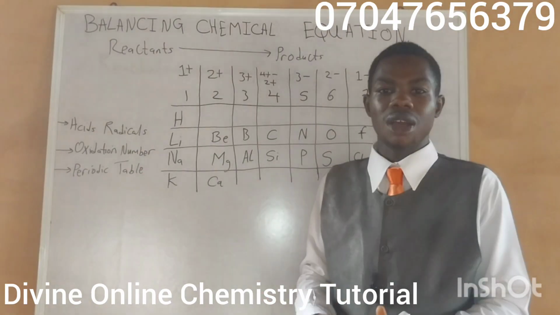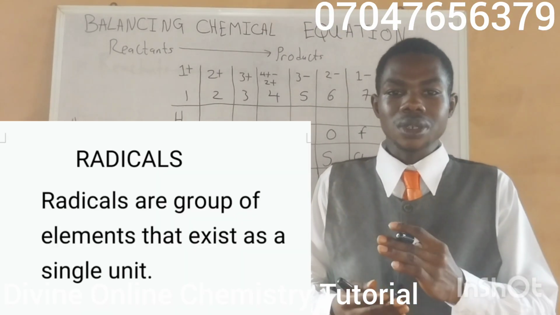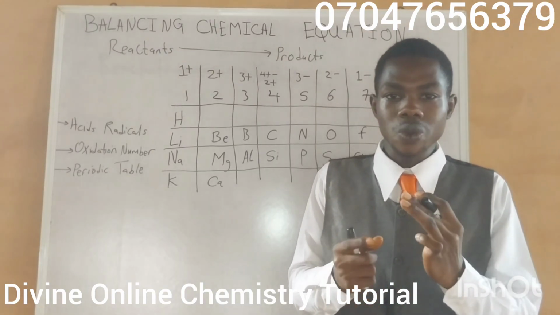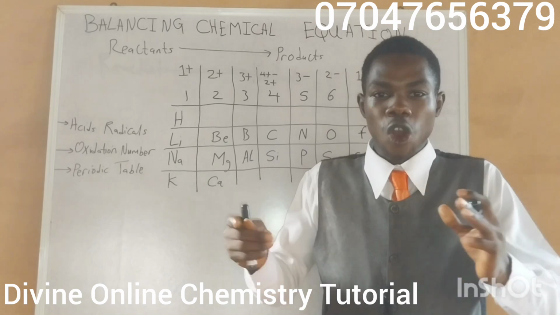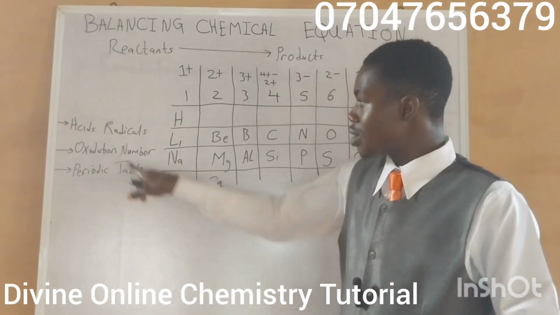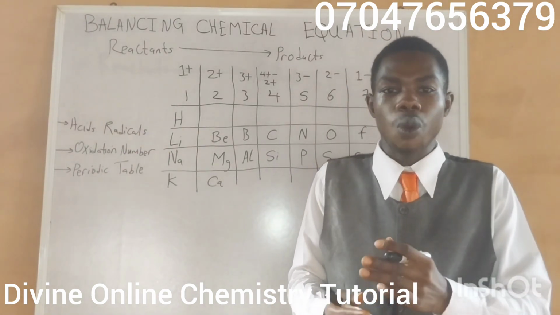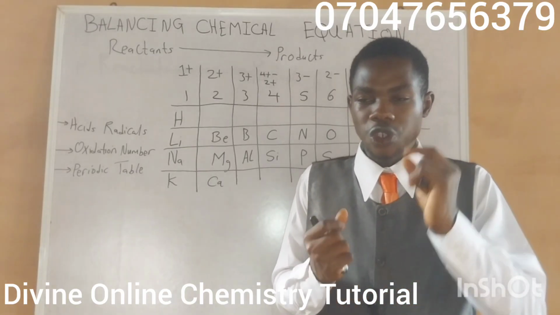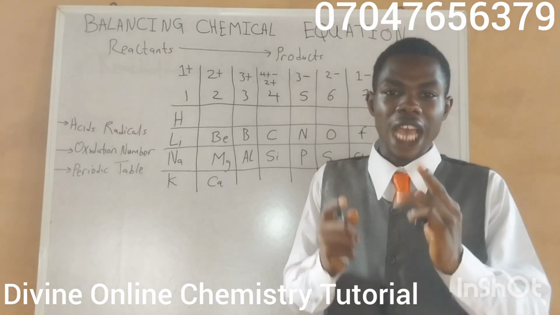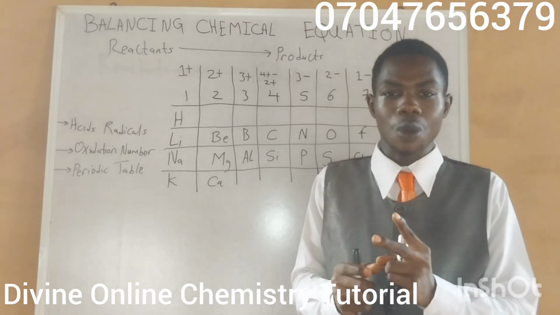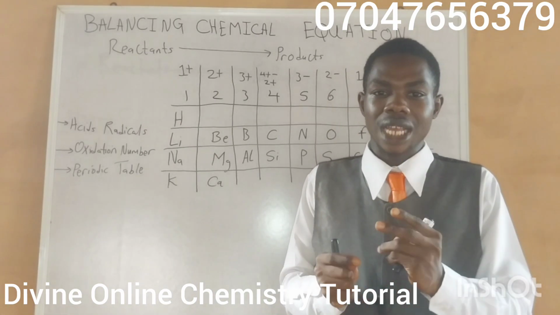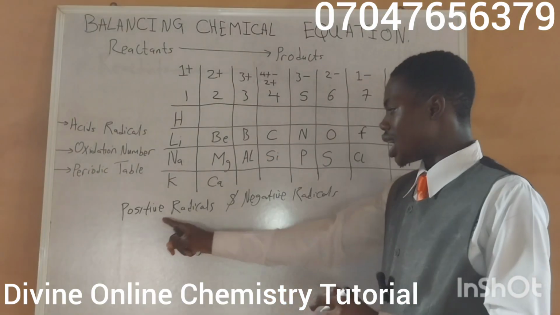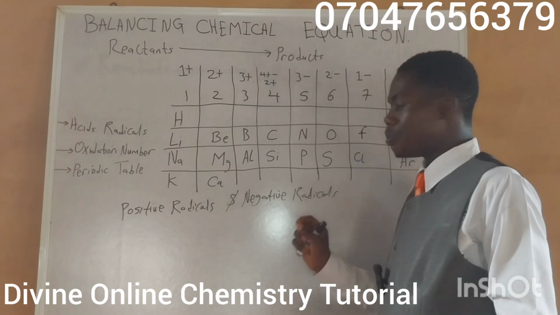Now let's talk about acid radicals. What are radicals? Radicals are a group of elements that exist as a single unit. It can be two, it can be three, but their coming together to exist as a single unit is what radical means. So again, radicals are a group of elements that exist as a single unit. And of course, we have two types of radicals: the positive radical and the negative radical.